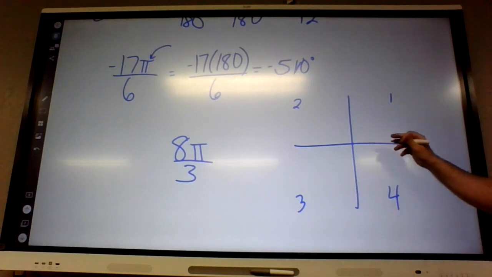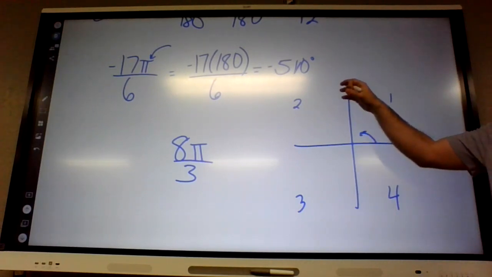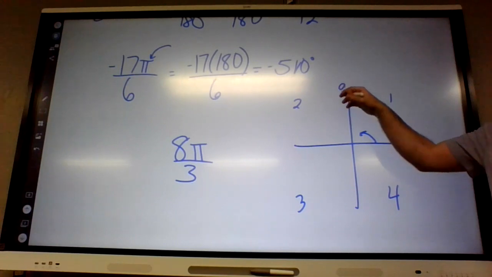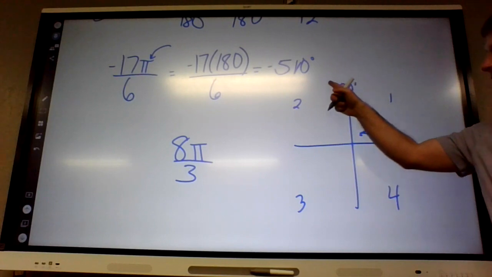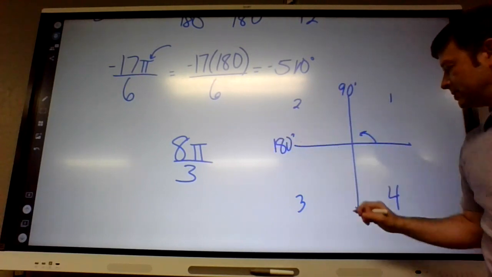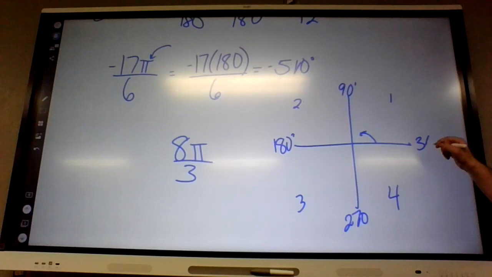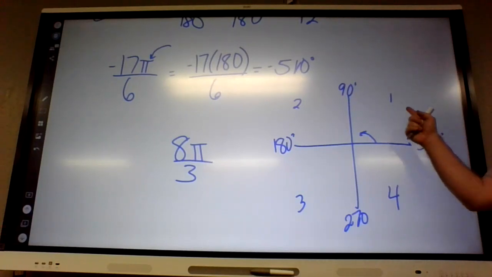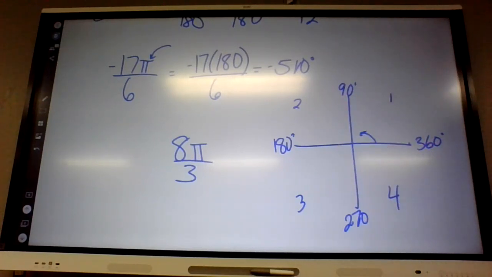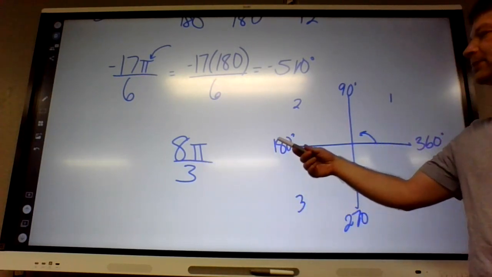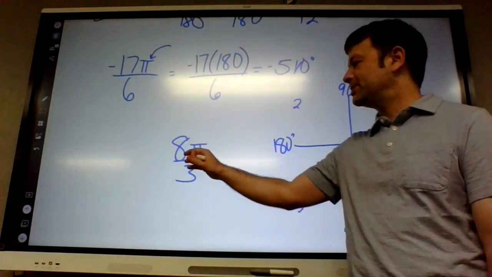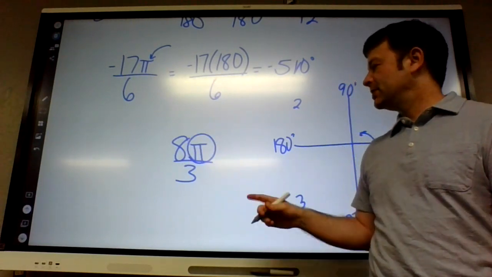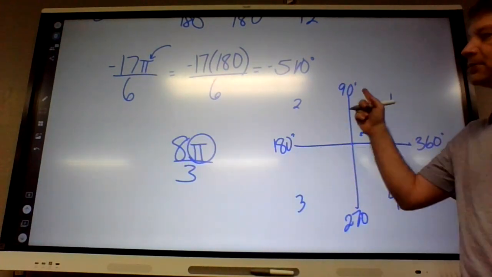1, 2, 3, 4. Okay, how many degrees was this right here? 90. Remember, it starts right here on the positive x and we rotated that way. So it was 90, 180, 270, 360, also 0 and 360. And then it just keeps going and wrapping around. There is a radians version of this, but it's a little more complicated and harder to remember. So I would probably just convert that into degrees and then figure out where it is on this.